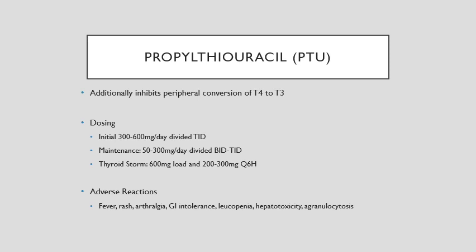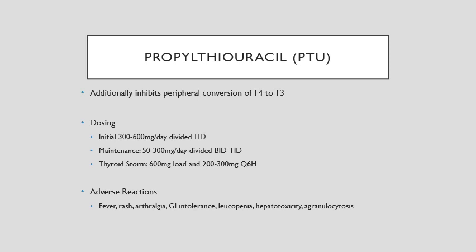This medication is initially dosed at 300 to 600 milligrams a day, in 3 divided doses. The maintenance dose is 50 to 300 milligrams per day, divided 2 to 3 times daily. If a patient presents with a thyroid storm, then you would give them a 600 milligram load and then 200 to 300 milligrams every 6 hours. This drug is preferred in thyroid storm because it also prevents the conversion of T4 to T3 in the peripheral tissue, and this will prevent the hormonal activity throughout the body.